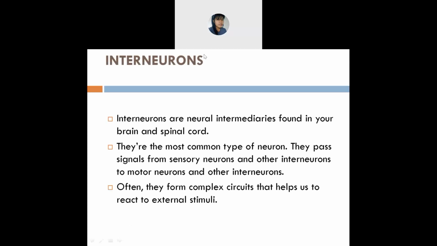Okay, next is the interneurons. So in the interneurons, what happens? They are the neural intermediaries found in the brain and the spinal cord. So the interneurons you will find in the brain as well as the spinal cord. And they are very common. Among all the neurons, the interneurons are the most common. And they pass signal from the sensory neuron to the interneurons. All right. And they are a bit complicated. These interneurons are complicated, and they help to react to external stimuli.